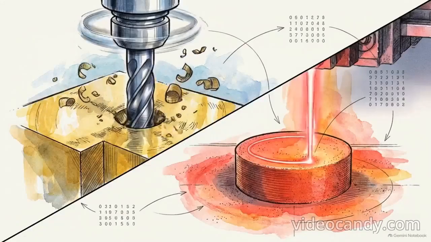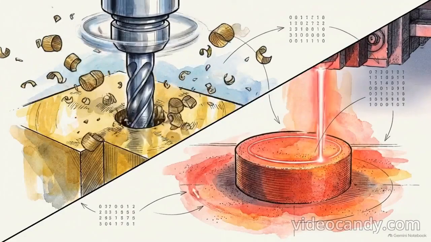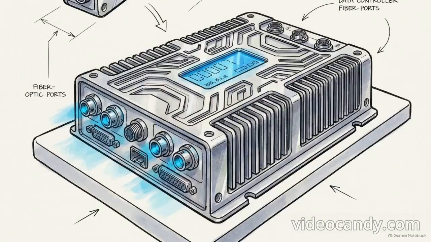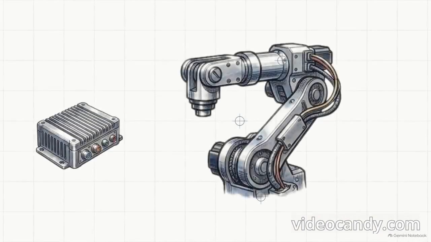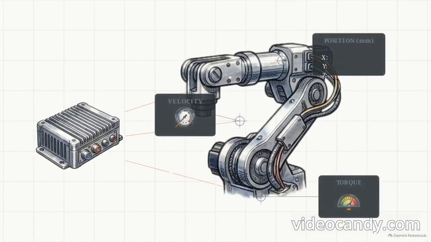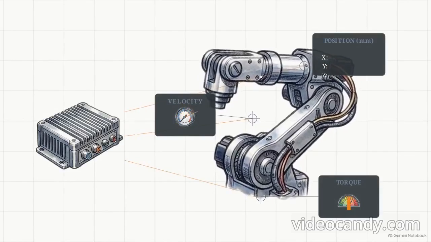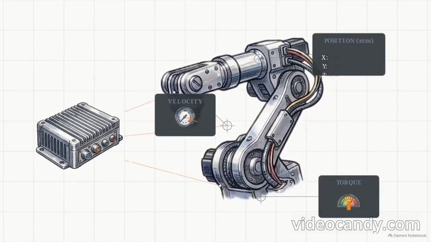Whether a factory chooses to cut material away with an end mill or build it up with a laser, the success of the entire operation relies on the industrial motion controller. These specialized controllers act as the brain of the machine. They manage precise position, rotational velocity, and applied torque across dozens of axes simultaneously.